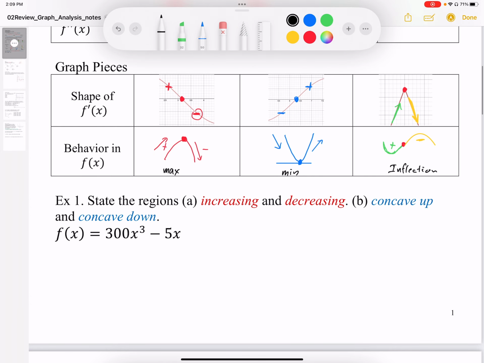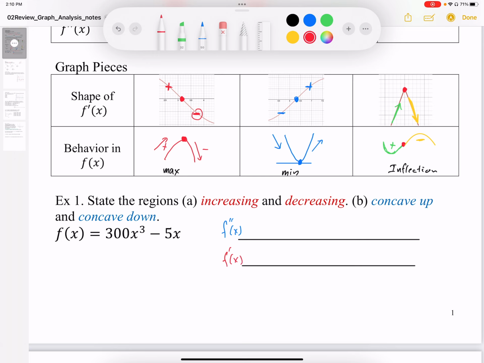So in example 1, we've been given just some polynomial function. We want increasing, decreasing regions. We want concave up, concave down. So to do this, I'm going to make a slope chart and a concavity chart based on my second derivative and my first derivative. Let me just color code this here. My first derivative is in red, and my second derivative I'll do in blue. So f double prime of x and f prime of x.